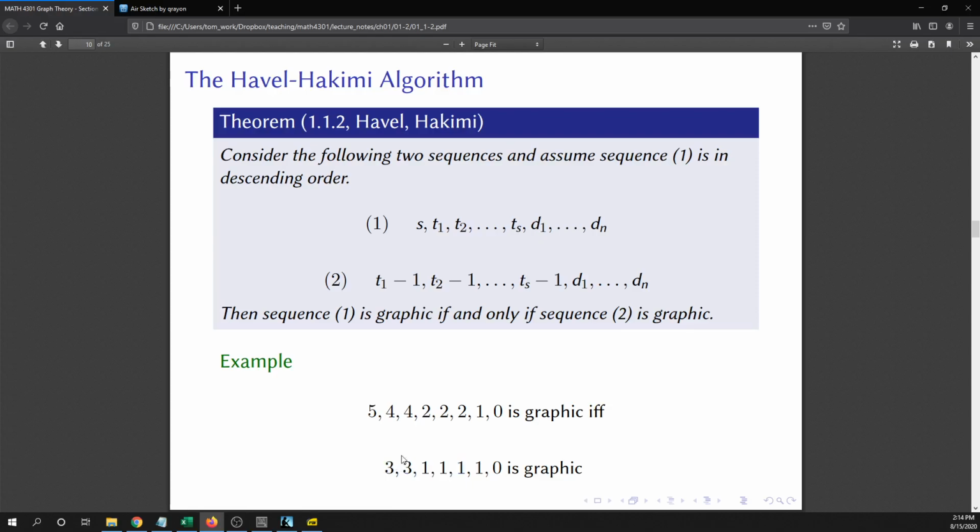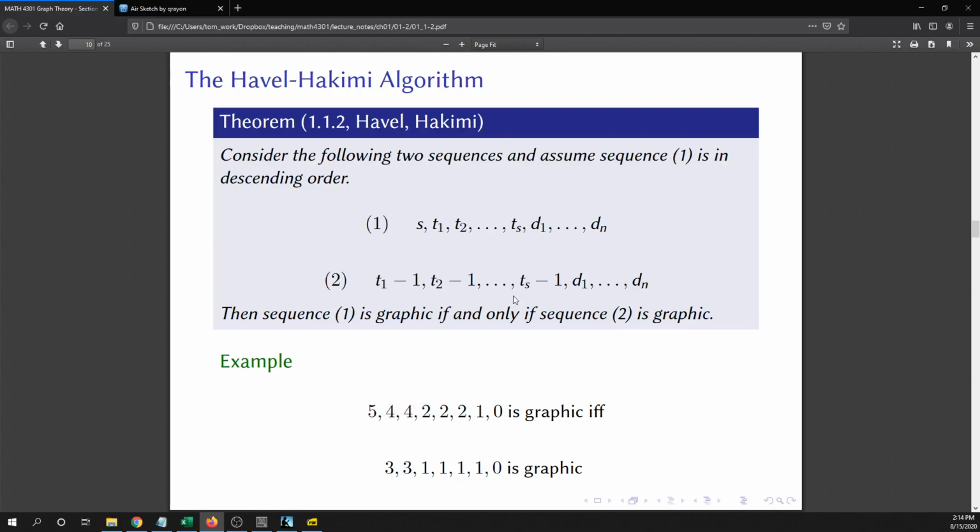Okay, then if you do that operation backwards, you'll get another more complicated degree sequence. And the theorem says that sequence 1 is graphic if and only if sequence 2 is graphic. So remember from the logic, that implies that if sequence 1 is graphic, then sequence 2 is graphic. And if sequence 2 is graphic, then sequence 1 is graphic.